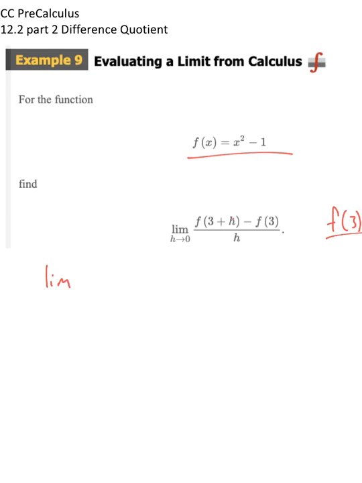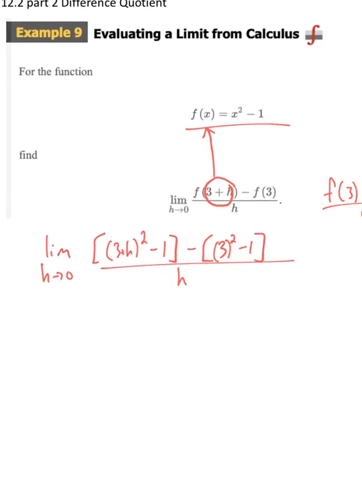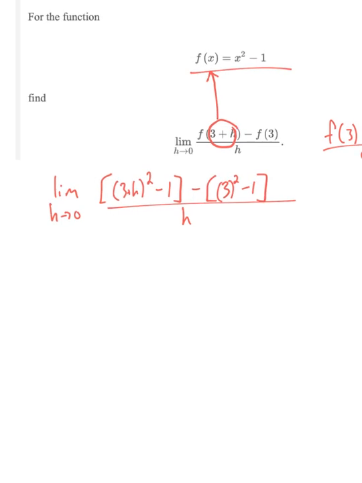So the limit of f of 3 plus h, so I'm taking this 3 plus h and I'm plugging that in where I used to have an x value. So I've got the limit as h approaches 0 of, this first function is 3 plus h squared minus 1 minus 3 squared minus 1. So I'm evaluating the function at 3 plus h, and I'm subtracting off the function evaluated at 3, then I'm going to divide by h.